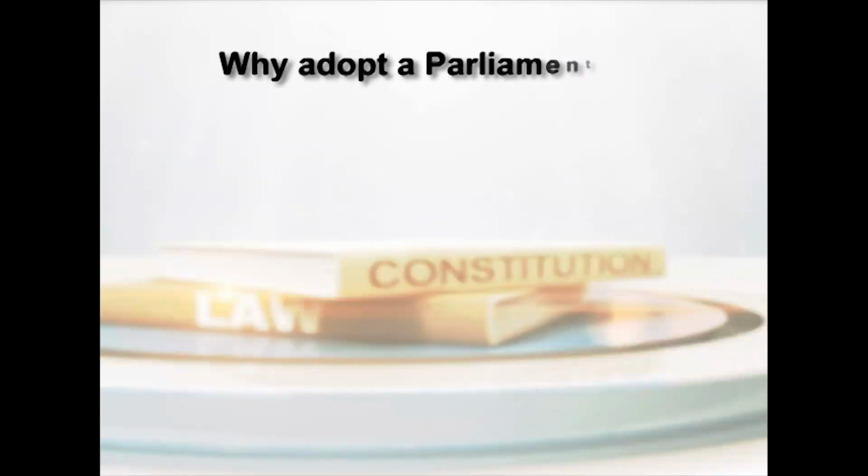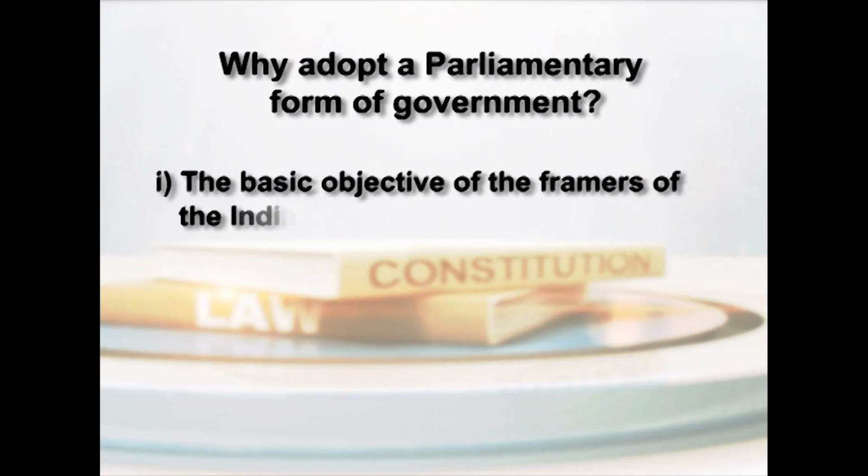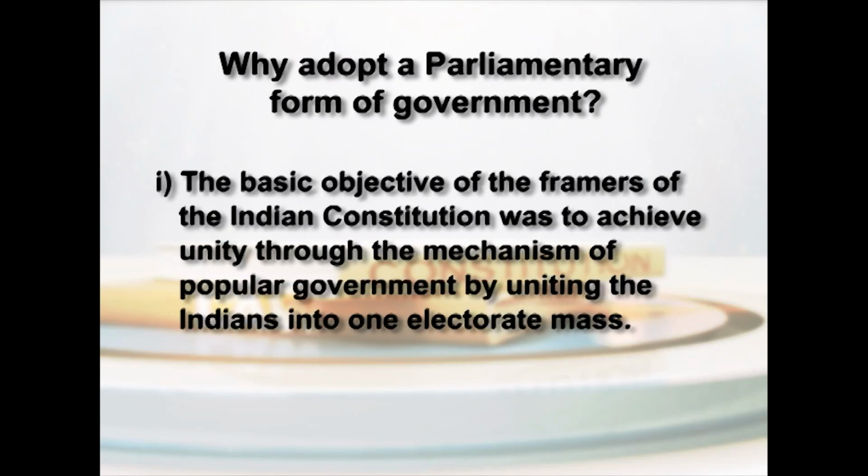part of the parliament. Now, before we discuss anything on the Rajya Sabha, it is essential for us to know why the framers of the Indian Constitution adopted a parliamentary system of government instead of a presidential one. First of all, the basic objective of the framers of the Indian Constitution was to achieve unity through the mechanism of popular government by uniting the Indians into one electorate mass.